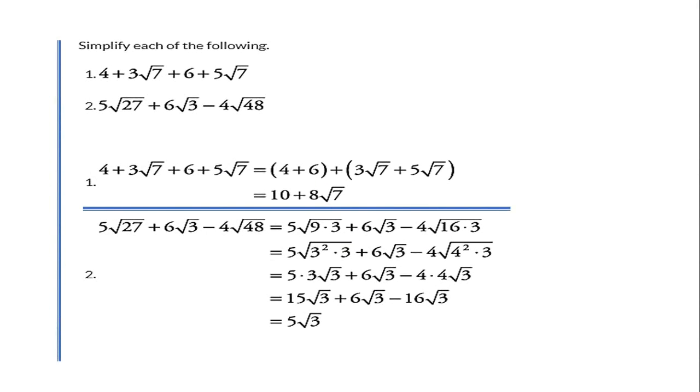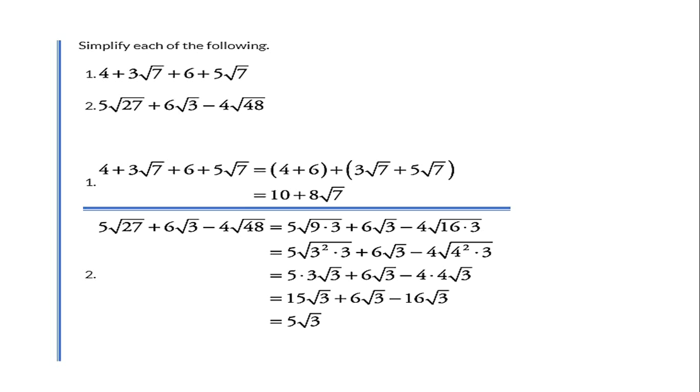Here are also exercises for the same topic. Simplify each of the following. The first one: 4 plus 3 radical 7 plus 6 plus 5 radical 7. The second one, as you can see: 5 radical 27 plus 6 radical 3 minus 4 radical 48.